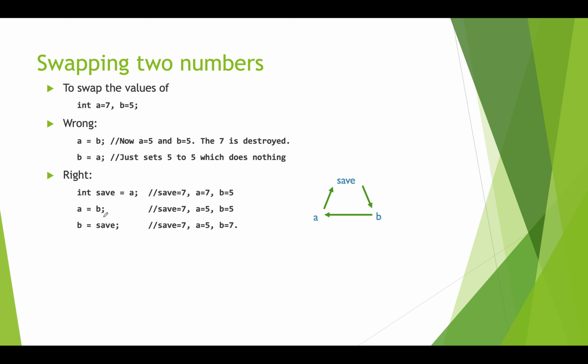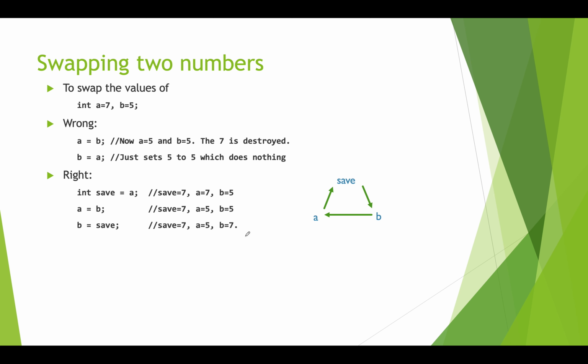The second statement, we assign b to a. So now save is still 7, a is 5 and b is 5. And then in the third statement, we assign b to the value that we saved. And so now b is going to be 7 and a is 5. And so this achieves our swap. So there's just this idea of having a temporary variable and then moving the variables around between these three different things.